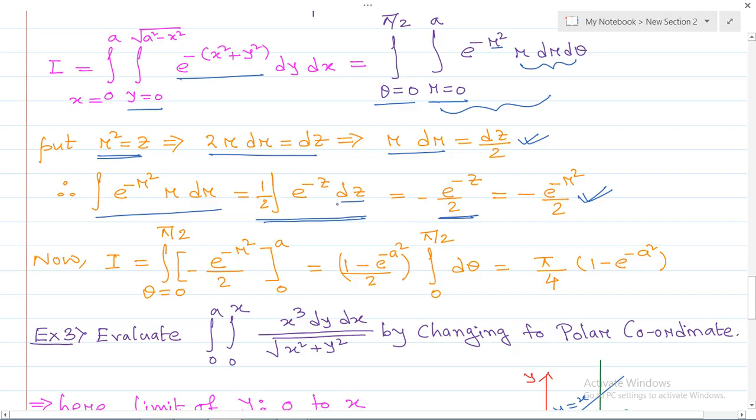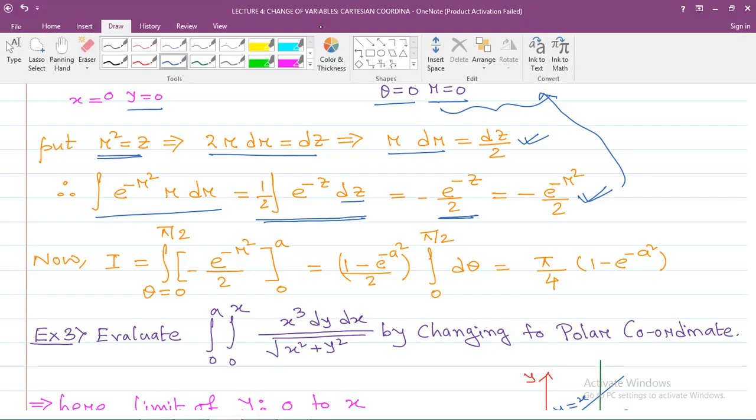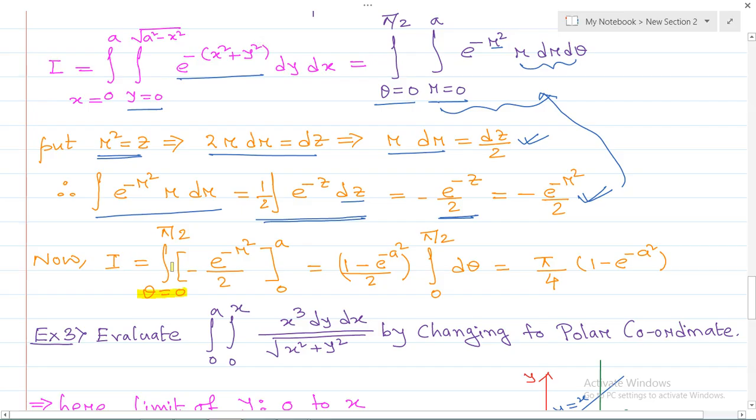I have done this integration in the indefinite mode, but here we have limits, so we have to come back to the integration. This part we have already done separately. Now we substitute this value inside the integration. So now I equals the integration from 0 to pi by 2 of minus e power minus r square by 2, from 0 to a. After putting the limits, we have 1 minus e power minus a square divided by 2. Because if we put r equal to a, it comes e power minus a square. By putting r equal to 0, we have e power 0 equal to 1. So putting the upper limit and lower limit, we have this term.